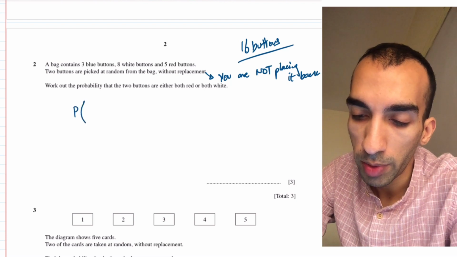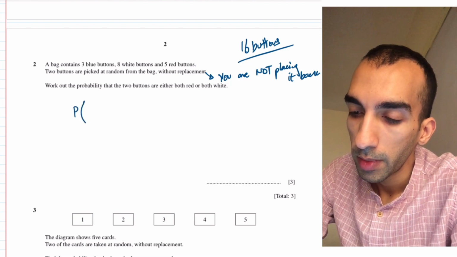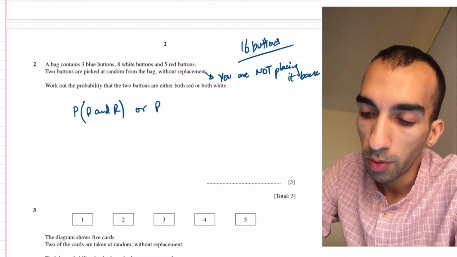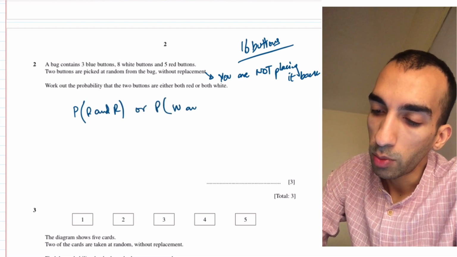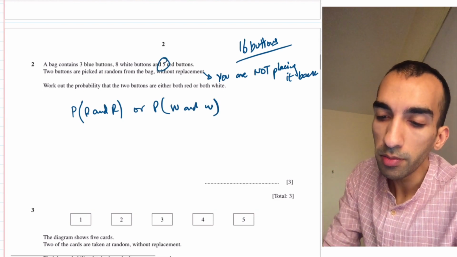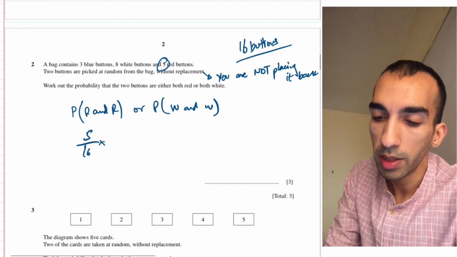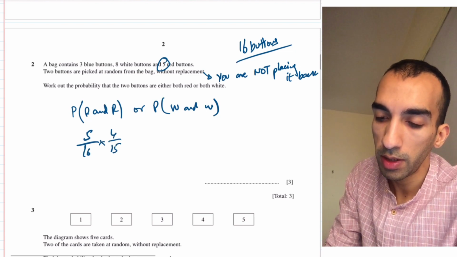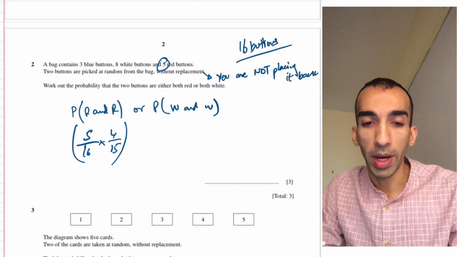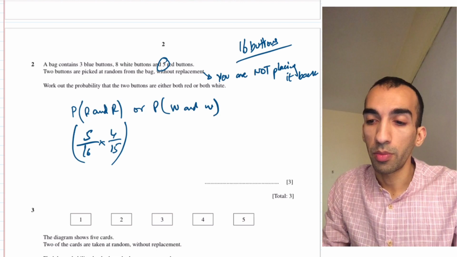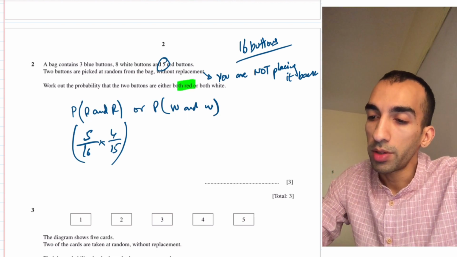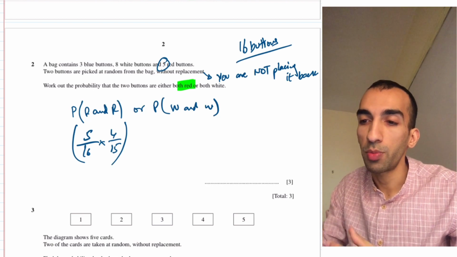So we've got the probability that both are red, probability of a red and a red, or probability of a white and a white. So what is the probability of me selecting red buttons? 5 out of a total of 16 and 4 out of a total of 15. Now the question has been reset. Why? Because you fulfilled the first condition, that was both should be red. Now what does the second condition state? That they both should be white.